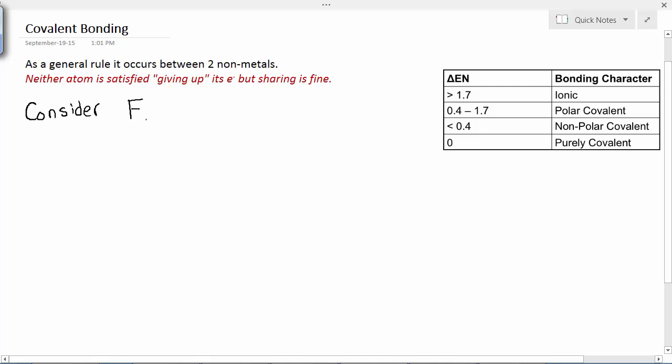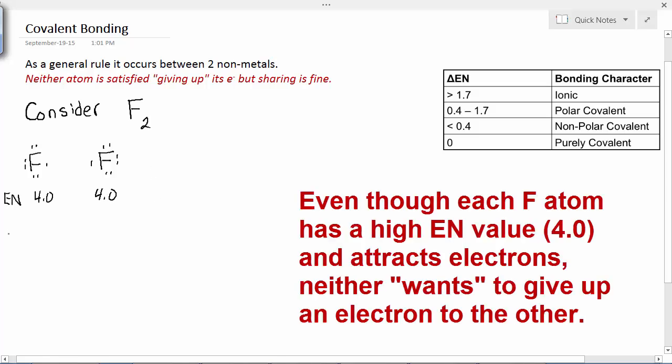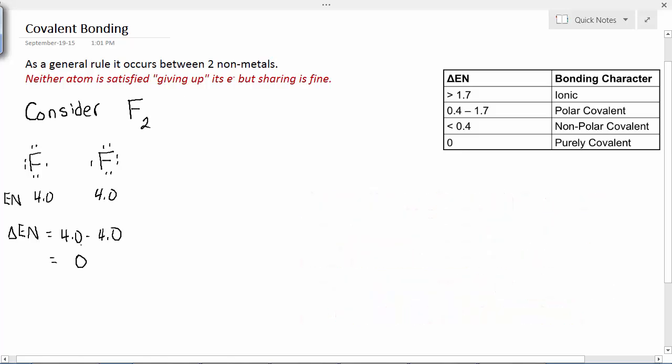So we're going to look at F2. I would attempt to draw this. I'd start by drawing the Lewis diagrams, so it's just showing the valence electrons of both of the fluorine atoms. I'm going to look at the electronegativity values, so I'm going to go to my table. I'm going to find that they're both 4.0. So even though each fluorine has a really high electronegativity value, when I subtract 4 from 4, I get 0, and that's essentially neither fluorine wants to give up its electrons to the other. So there has to be another way for them to stabilize.